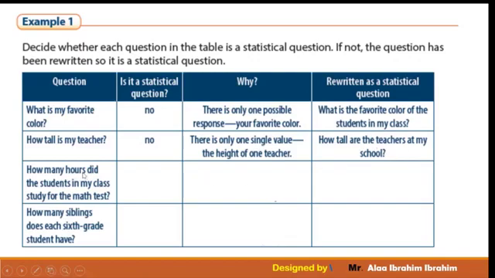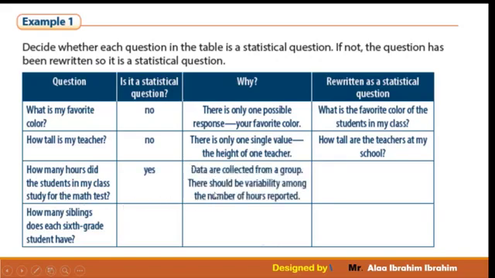How many hours did the students in my class study for this math test? Students, many persons, many answers, so different answers. So this means yes, I am dealing with data collected from a group now. There should be variability among the number of hours reported. So there is no rewrite, because it is already a statistical question.